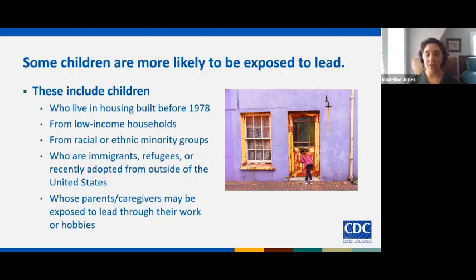So some children are more likely to be exposed to lead than others. These include children who live in housing built before 1978, children from low-income households and racial and ethnic minority groups, who are more likely to live in conditions where there's a greater likelihood of lead exposure, children who are immigrants, refugees, or recently adopted from outside of the US, children whose parents or caregivers may be exposed to lead through work or hobbies. It is very important that adults who use lead in their workplace or hobby take precautions to prevent taking it home and exposing their family. Next slide, please.